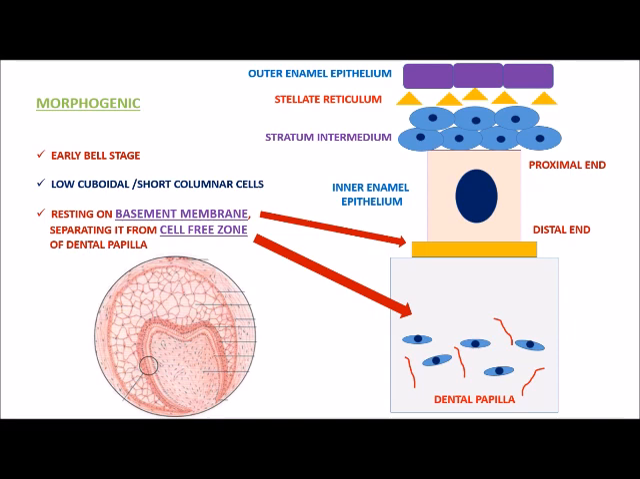So let's see the changes taking place in the inner enamel epithelial cell. In the morphogenic stage, the cell is a low cuboidal or short columnar cell with a large nucleus and mitochondria evenly distributed in the cytoplasm. But the centrioles and Golgi bodies are located in the proximal end. And the cell rests on the basement membrane and it is separated from dental papilla by a cell-free zone.